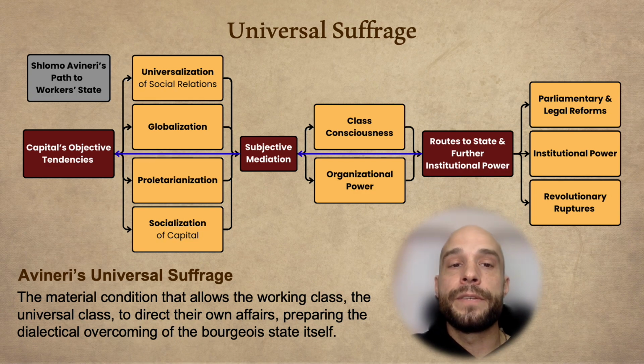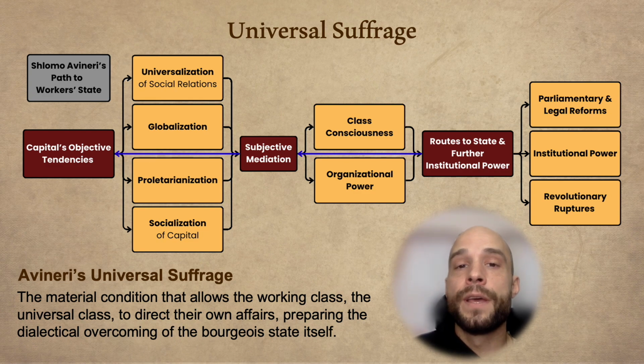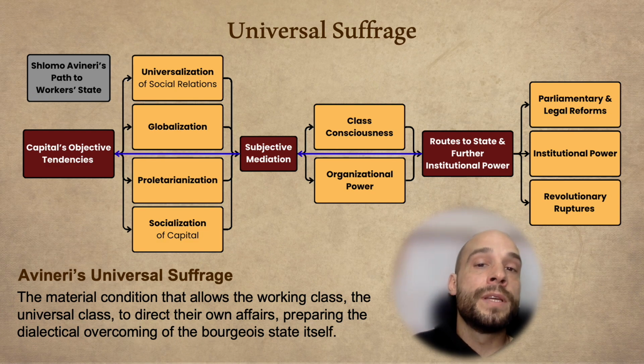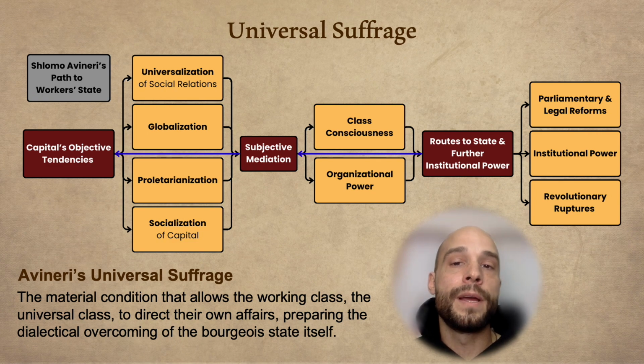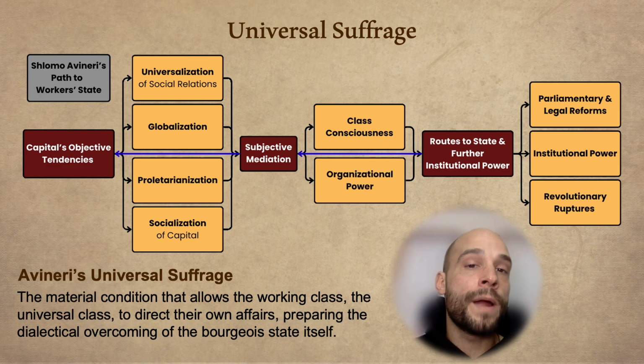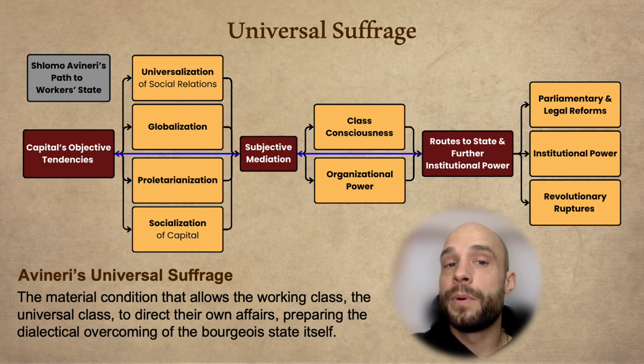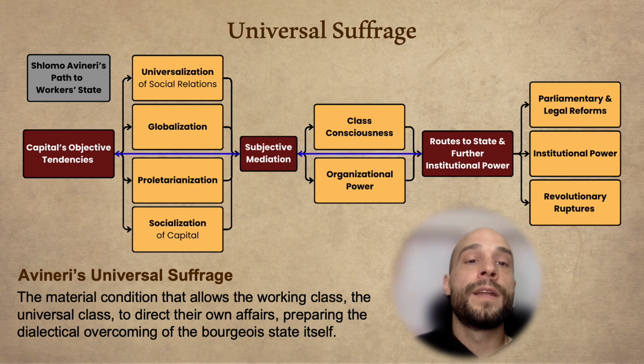Okay, let's take this step by step. Regarding the objective conditions, universal suffrage does not directly arise here, but these tendencies create a mass polity capable of participating in elections and institutional life. At the level of subjective mediation, universal suffrage intersects directly with class consciousness and institutional power. It allows the working class to translate awareness of their shared structural position into political representation and organizational leverage. Through suffrage, workers can influence legislation, finance, and governance, embedding their power within institutions.